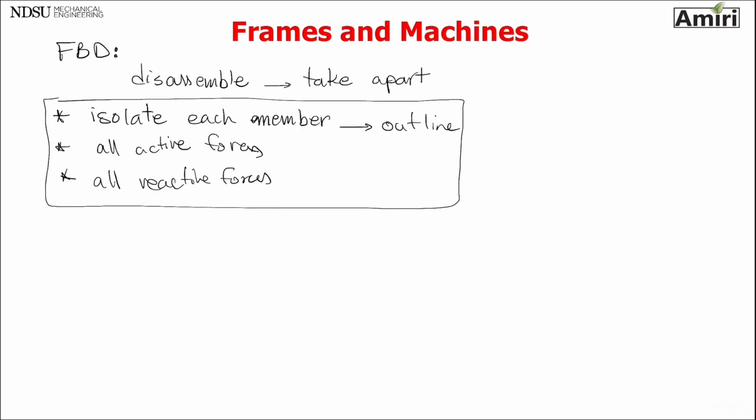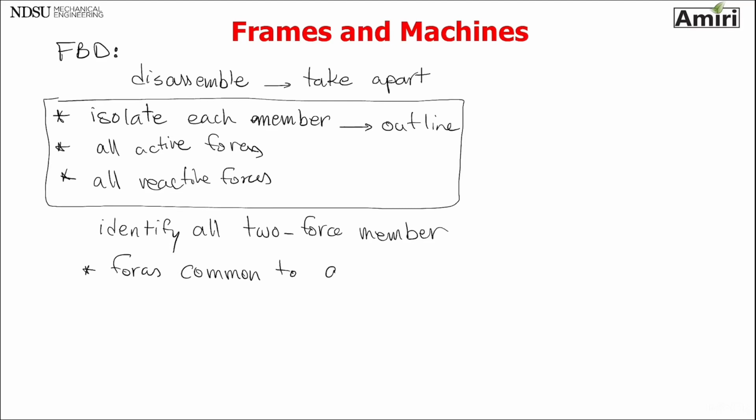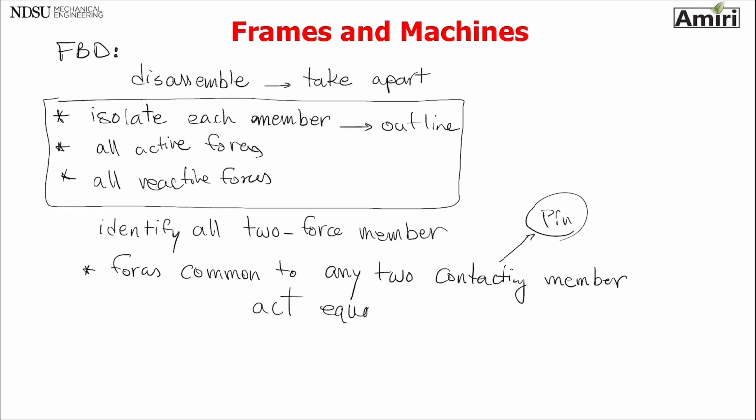But to further analyze it, we have to identify all two-force members. And I will explain why that is important, to figure out which members are two-force members. The other thing that is important is that forces that are common to any two contacting members, where there was a pin and now you're taking it apart, they act equal but opposite. That is also very important. Opposite sense or direction.